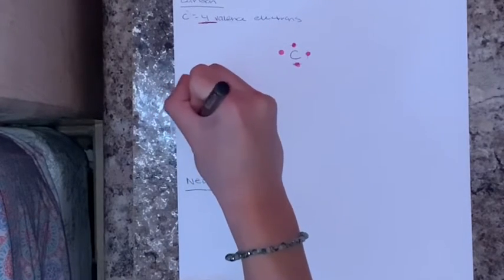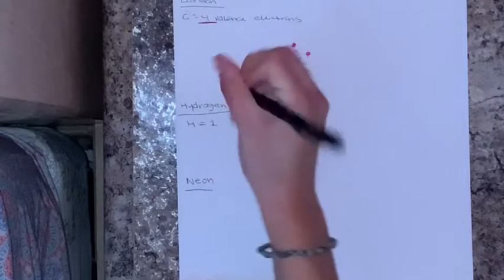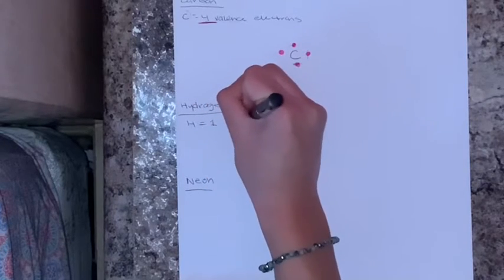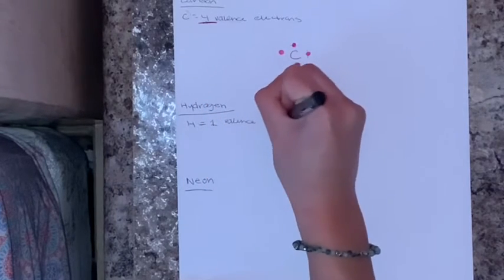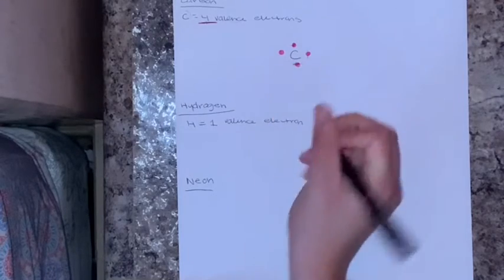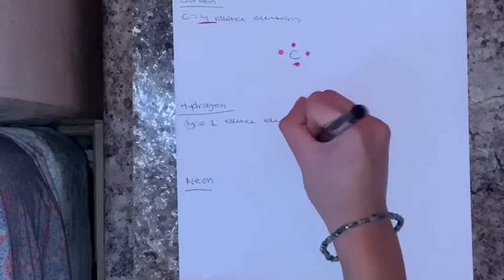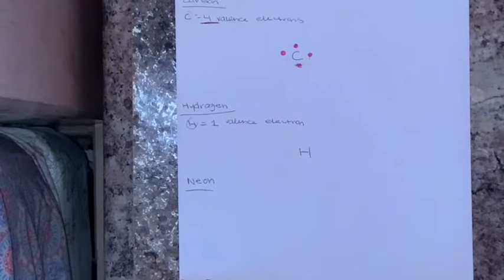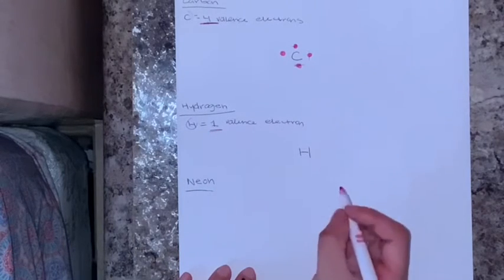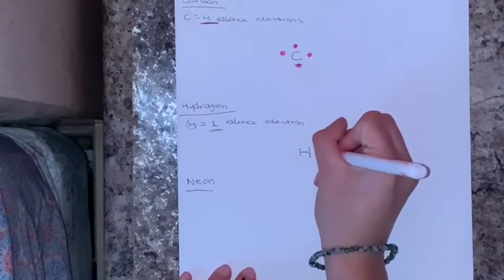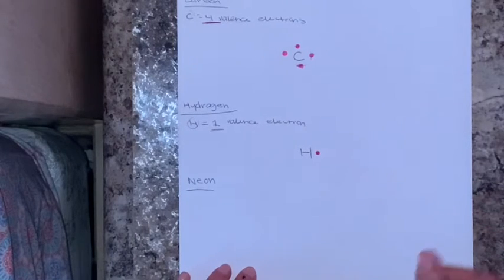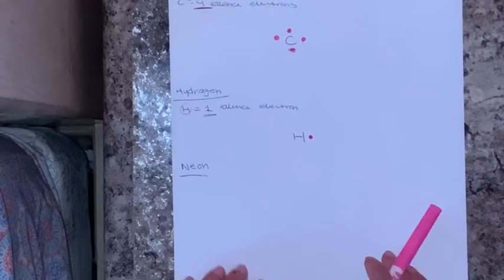And so now we're doing hydrogen. And hydrogen just has 1 valence electron. And so we're going to put the chemical symbol H in the center. And we're just going to draw 1 valence electron on the side. It doesn't matter however way you draw it, just as long as it makes sense. There's not any gaps.